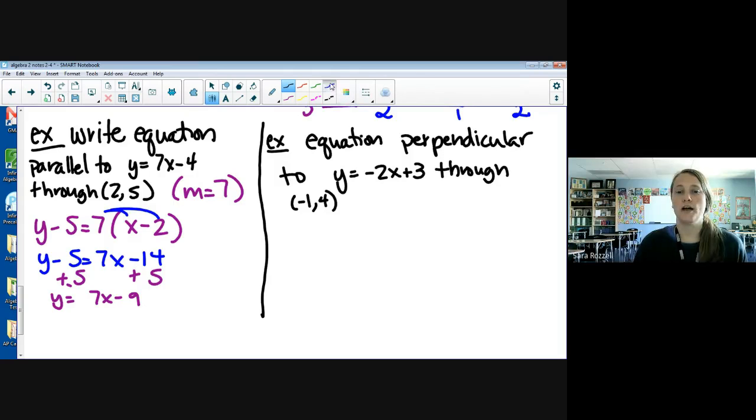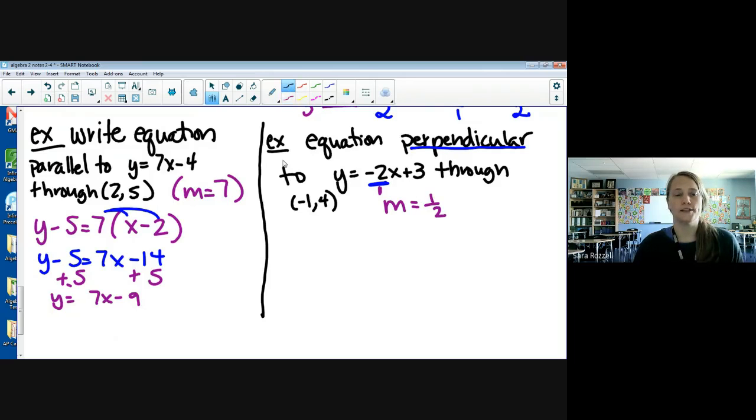-2. -2. But since it's perpendicular to the -2, we've got to change it, right? We have to flip it over and change the sign. So if you flip over -2 over 1, remember, our new slope will be what? Remember, there's that little 1 underneath there. So flip it over and change the sign, and our new slope is going to be 1/2, yes. So if it says perpendicular, you've got to flip your slope over and change the sign.